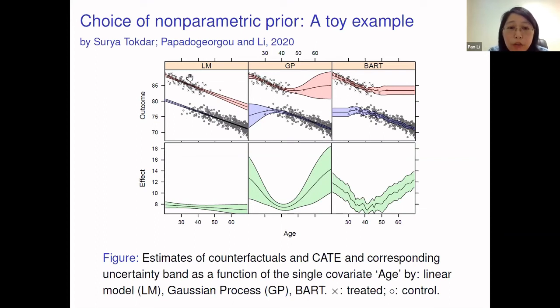I fit a linear model, LM, then BART, and then a GP. The lower panel is the estimated effect. So I just fit those different models with different priors, and you can see this is very interesting.